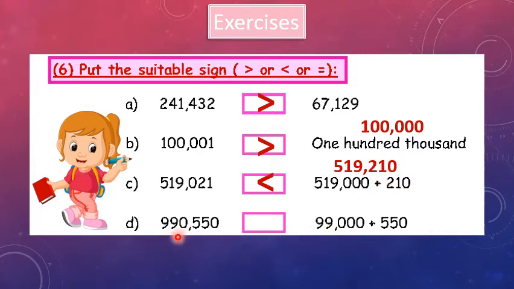Here we have the last one. We have here 990,550. And we have here expanded form. First of all, make it a standard form. Cancel these zeros and put ones, tens, and hundreds instead of them. Then it will be 99,550. Which is bigger? 990,550 or 99,550? Here we have 6 digits and here we have 5 digits only. Then it will be more than.